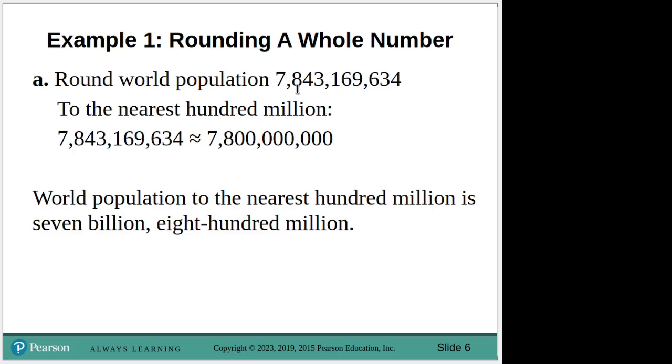So the nearest 100 millions is going to be this 8, because that sits in the 100 million spot. We look to the right of it and ask, is this bigger than 5? And it isn't. So we replace everything to the right of 8 with zeros. And so the world population is approximately 7,800,000,000, because we rounded to the nearest hundred million.